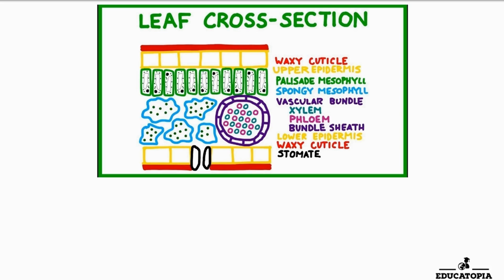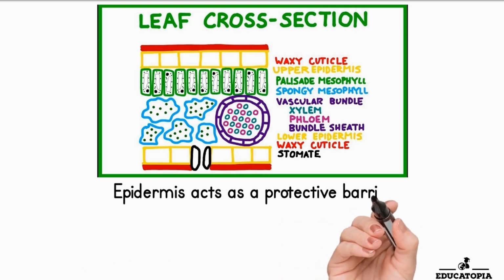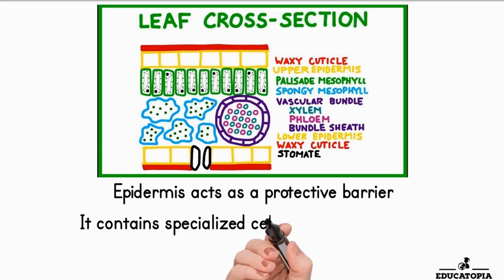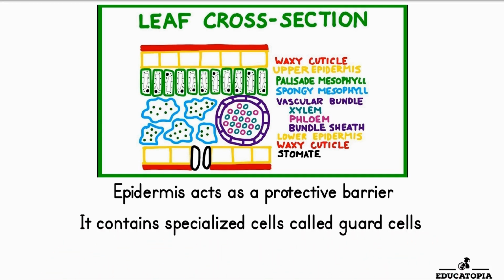The outermost layer of the leaf is called the epidermis. It acts as a protective barrier against pathogens, excessive water loss, and damage from external factors like UV rays. The epidermis also contains specialized cells called guard cells, which form small openings known as stomata.